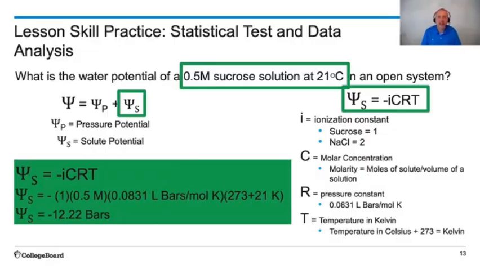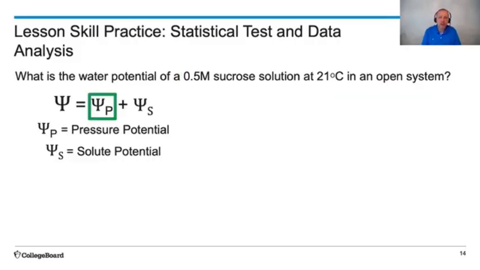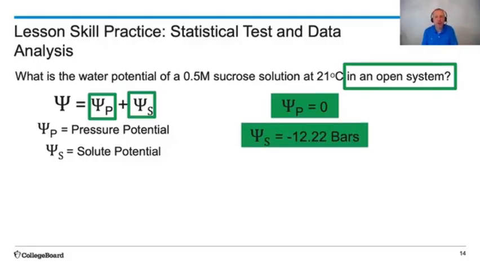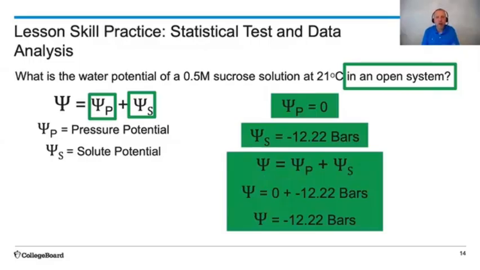Now we have to look at the other part of the problem, which is pressure potential. The pressure potential, in this case, depends on the system. In this case, it's an open system. An open system equals a pressure potential of 0. With that being said, you know that the solute potential was negative 12.22 bars. So your final answer is a water potential of negative 12.22 bars.